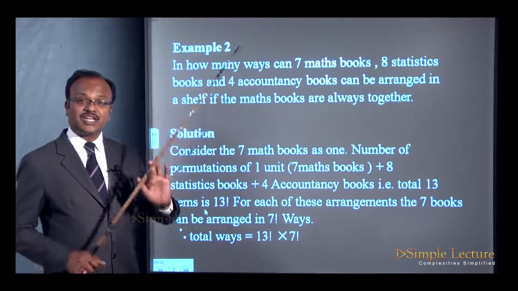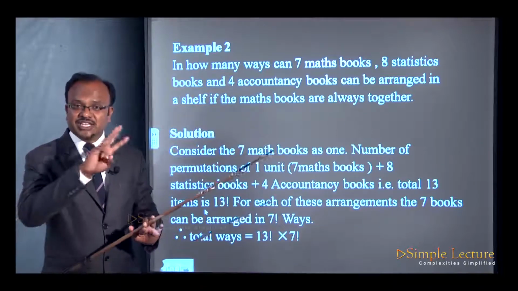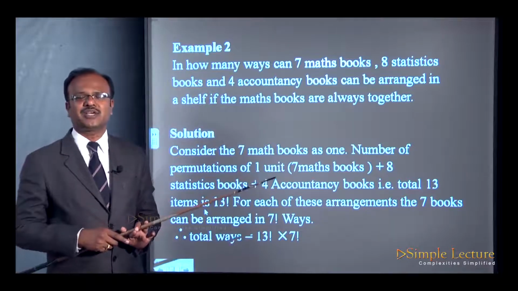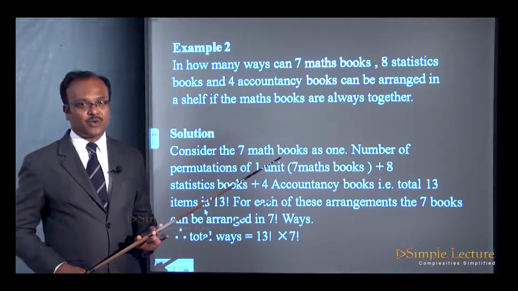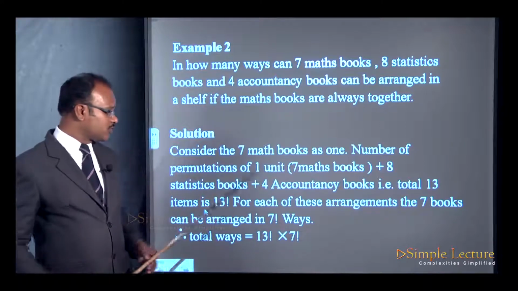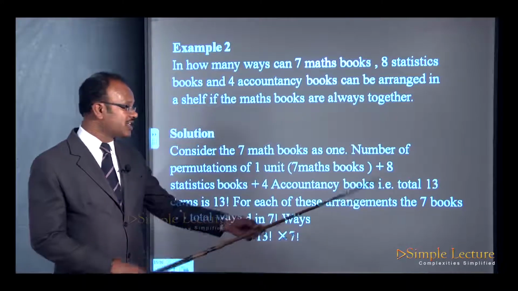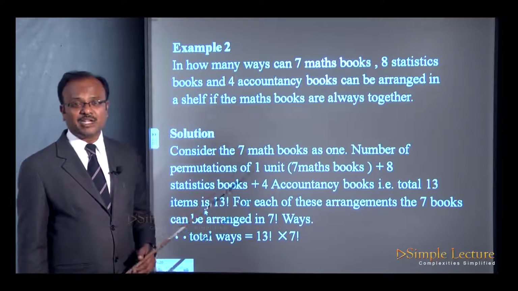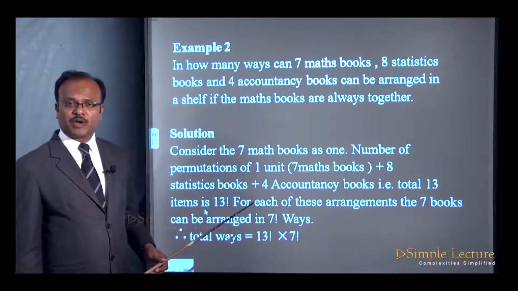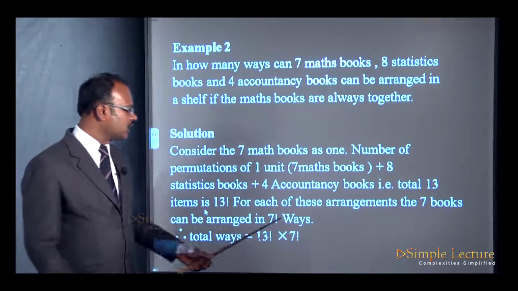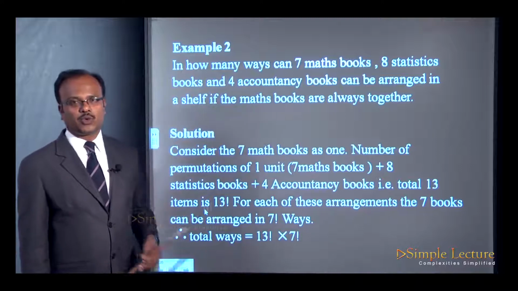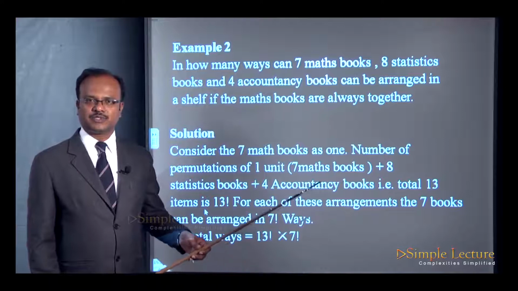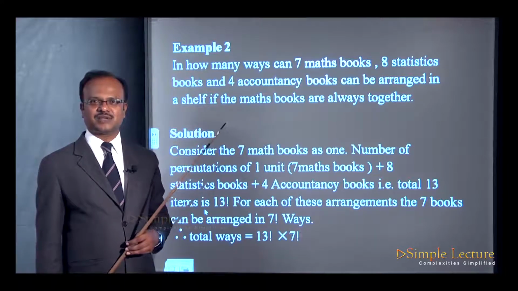And for each of these arrangements, these 7 maths books which are together can be further arranged in how many ways? 7 factorial ways. I hope you understood this, right? So, for each of these arrangements, the 7 books can be arranged in 7 factorial ways. Now, by the fundamental principle of counting, the total permutations will be 13 factorial into 7 factorial. You know what 13 factorial is, you know what 7 factorial is. Just simplify this and get the final answer.